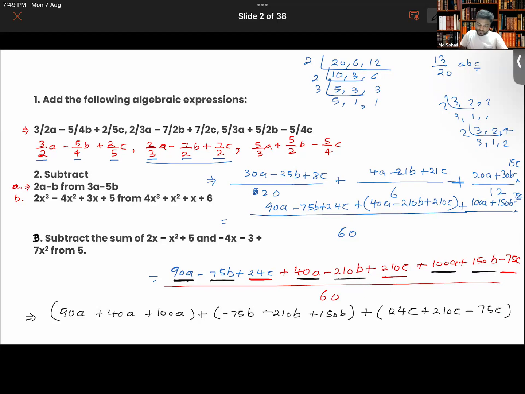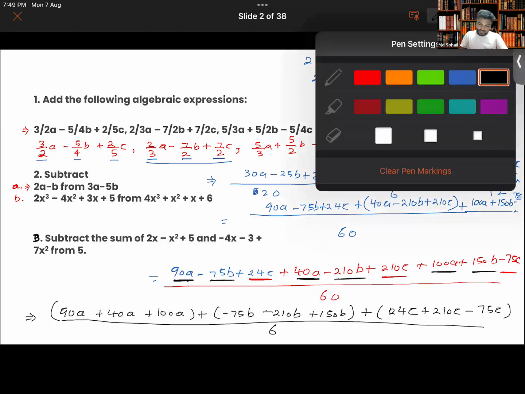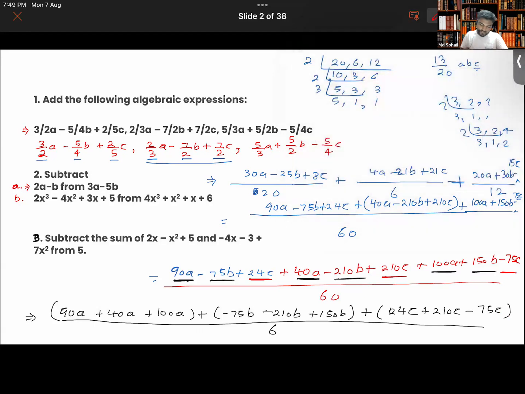Sir, 90a plus 40a plus 100a, so it will be 230. Okay, let me write it over here. There's not enough space, so we are writing over here. So that is going to be how much, guys? Sir, 230a. Very good. Okay, for the next one, Arham, you tell me what is the value?